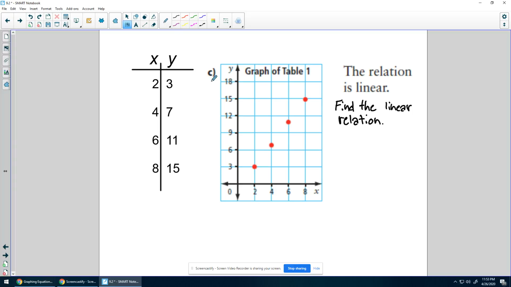Okay, so again, to find a linear equation or relation, we use the formula y equals mx plus b. M is equal to the change in y over change in x times x plus b.